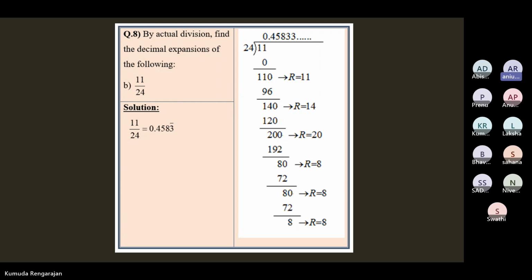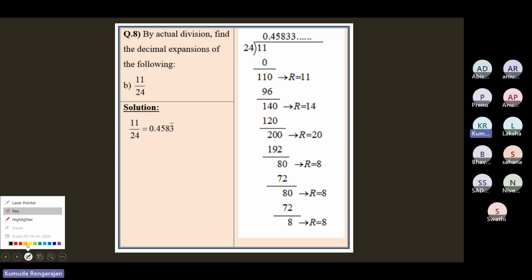Ma'am, I wrongly subtracted the 110 and 96. What, ma'am? You wrote 4 instead of 14? I wrote 16, ma'am, instead of 14. Okay, that's why you went wrong. All right. Okay, fine.